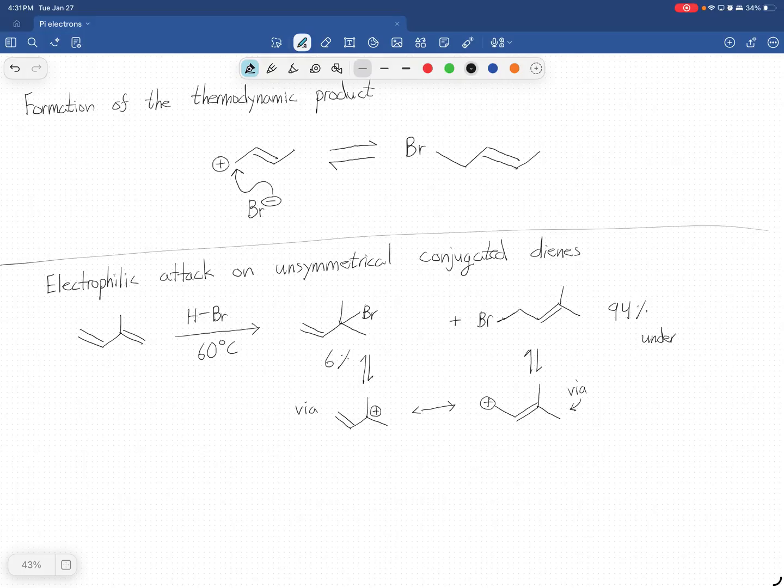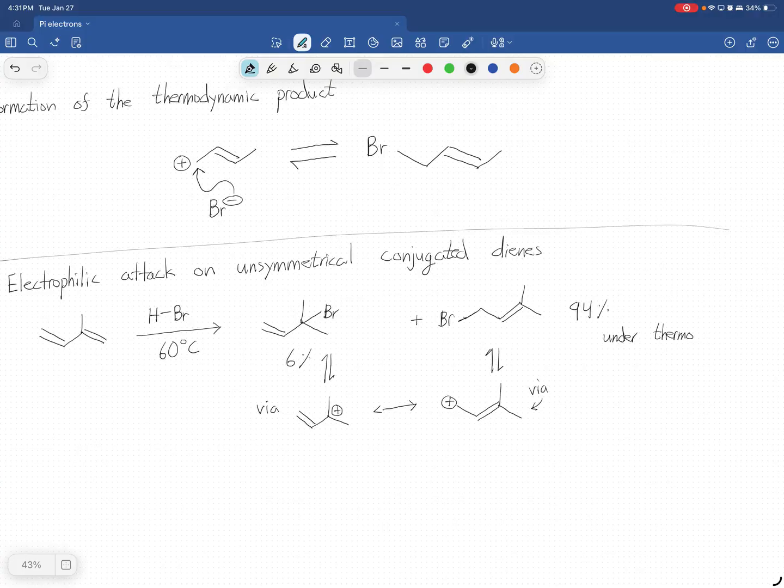So this is under thermodynamic control. Okay, so what does this mean? The conditions here are high temperature, or long reaction times.